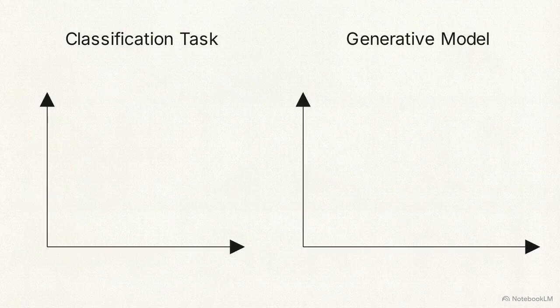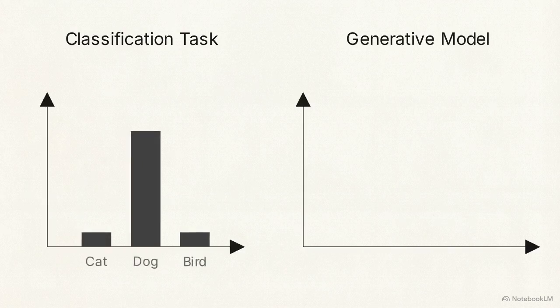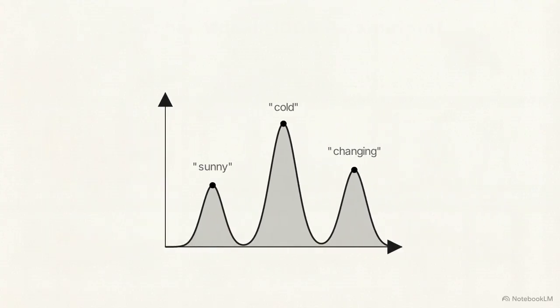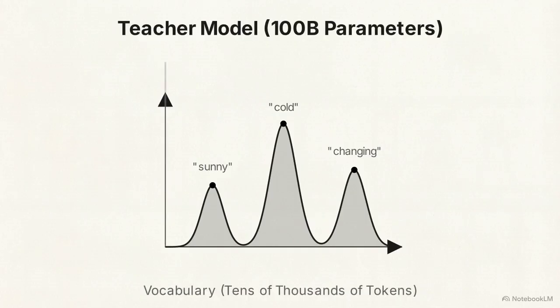Look at this side-by-side comparison of output spaces. On the left is a classification task, like identifying an image. It is a simple probability distribution across a few rigid categories. On the right is the output space of an open-ended generative model predicting the next word, a vast multimodal probability landscape with dozens of varying peaks and valleys. For every single token it generates, a massive teacher model calculates an incredibly complex distribution across tens of thousands of possible words, weighing multiple valid ways to continue a sentence.